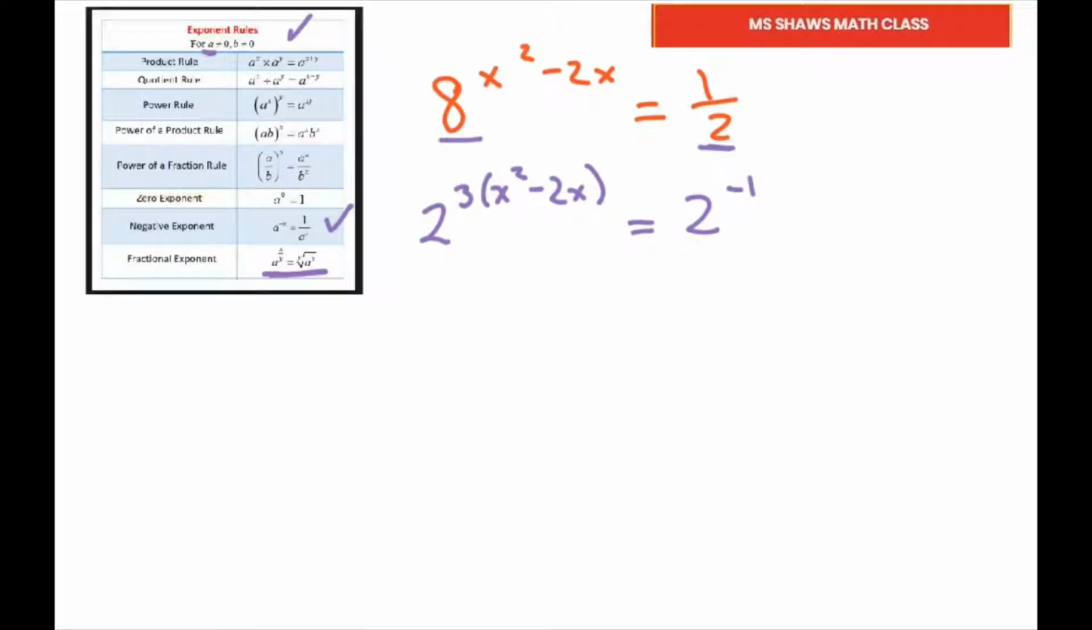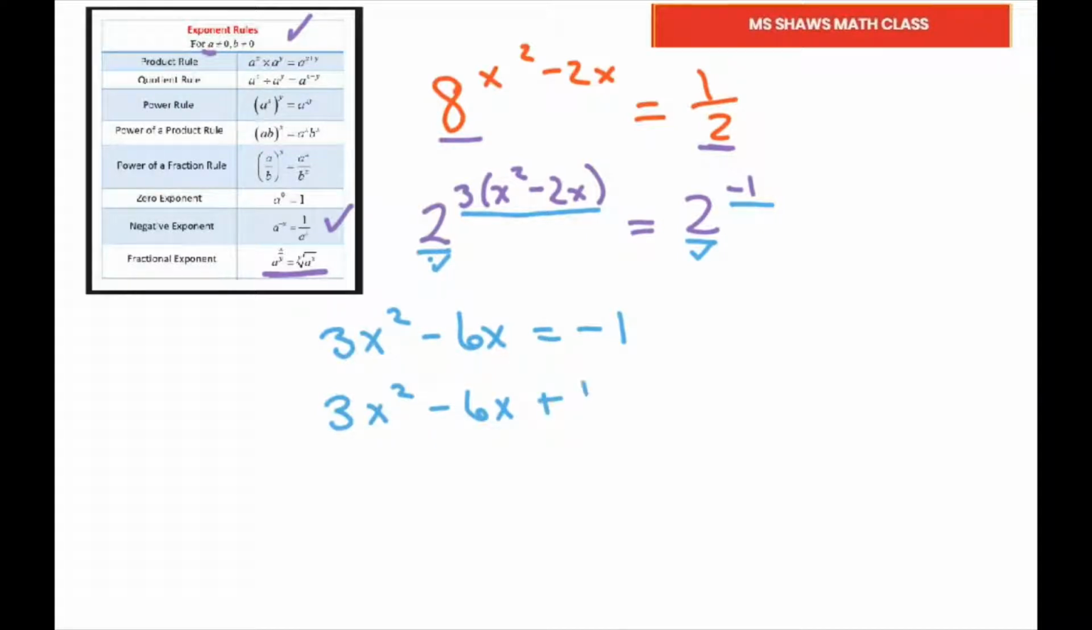Now that my bases are the same, they do equal each other, so that's good. But now we have to deal with the exponents. So I'm going to go ahead and distribute. 3x squared minus 6x equals negative 1. So this is 3x squared minus 6x plus 1 equals 0. Now if we could factor it, it'd be great, but we can't.